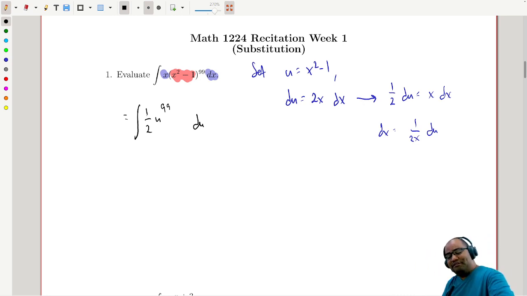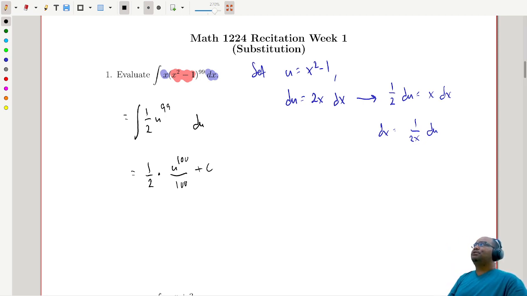It's just power rule, right? So we have a 1/2 here. Add 1 to the exponent, 100, and then divide by 100. Plus a constant. But we're not quite done because I want to go back into my original units. I'm finding an antiderivative. I started with a problem in x, so I have to end with a problem in x.